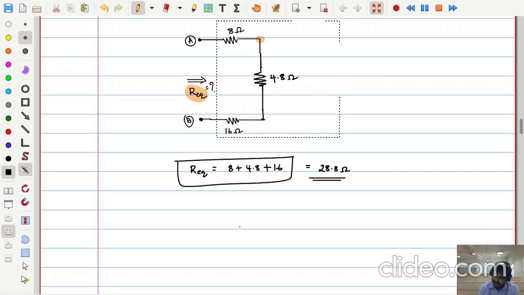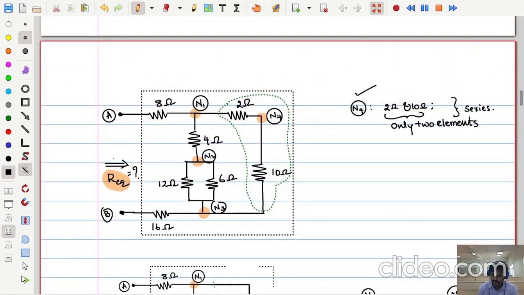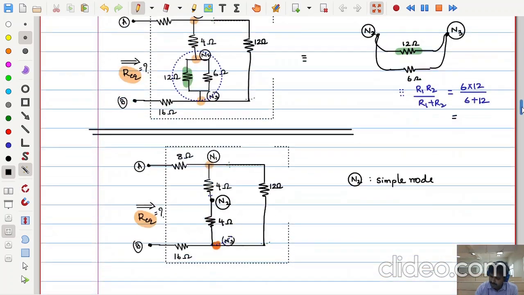So this is the way. See what we did finally. We have come up with a single element whose strength altogether is this much, that is 28.8 ohms. This is the resistance we need between the AB terminals. Clear? Okay, so let us finish.